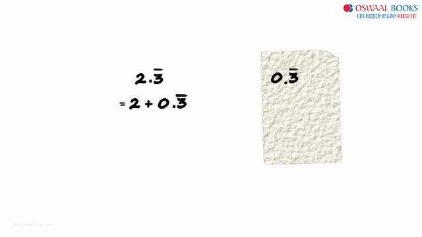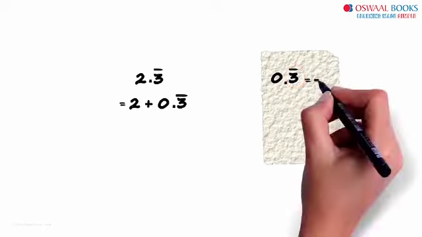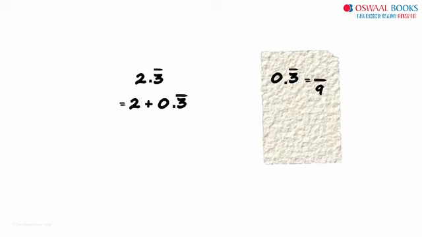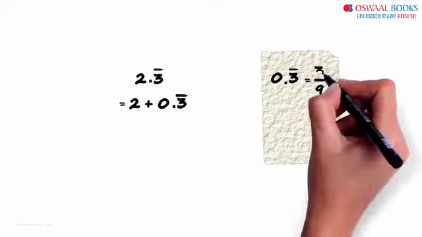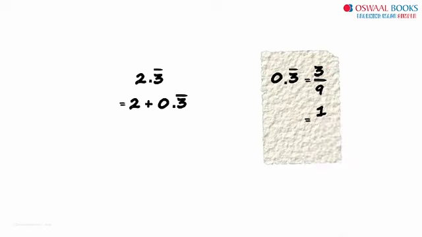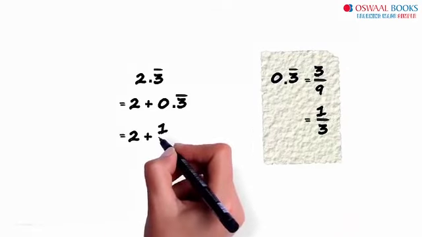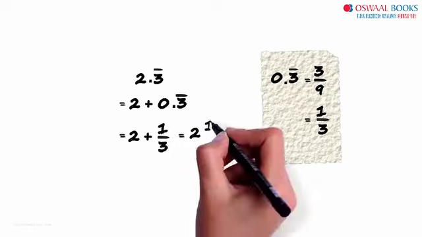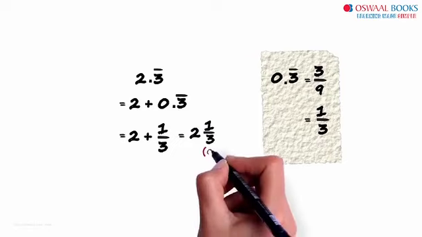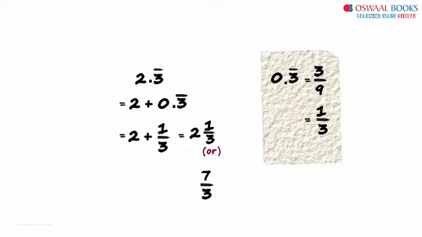Since it's a simple recurring decimal and we have just one digit which is recurring, we write the denominator as 9. As many 9s as the number of recurring digits. And the numerator is the number without a decimal or the bar, hence 3. This can be reduced to 1 by 3. So this can be written as 2 plus 1 by 3, which is 2 1 by 3 in mixed fraction form, or 7 by 3 in the p by q form.